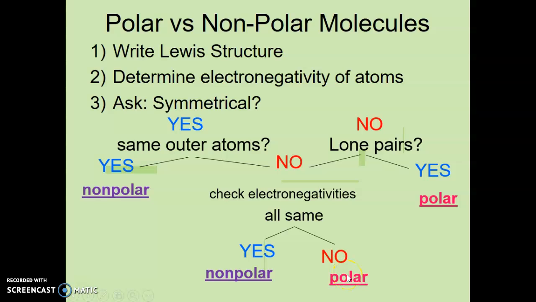So if I have 3 hydrogens and 1 chlorine, they are not all the same, and so it's going to be polar. If the answer is no, it is not symmetrical, the next question is, are there lone pairs on the central atom? If the answer is no, again, check all the electronegativities. If they're all the same, nonpolar. If they are not all the same, it is polar. If it has lone pairs on the central atom, it automatically is polar.